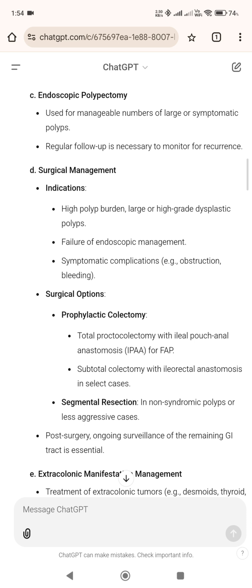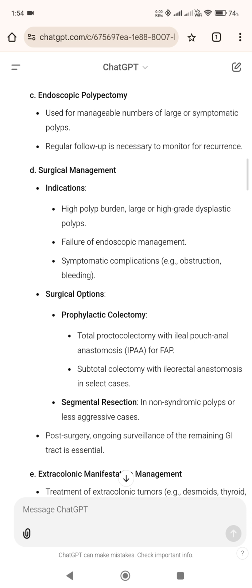D. Surgical management. Indications: high polyp burden, large or high-grade dysplastic polyps, failure of endoscopic management. Symptomatic complications, e.g. obstruction, bleeding. Surgical options: prophylactic colectomy, total proctocolectomy with ileal pouch-anal anastomosis, IPAA, for FAP, subtotal colectomy with ileorectal anastomosis in select cases. Segmental resection in non-syndromic polyps or less aggressive cases. Post-surgery, ongoing surveillance of the remaining GI tract is essential.